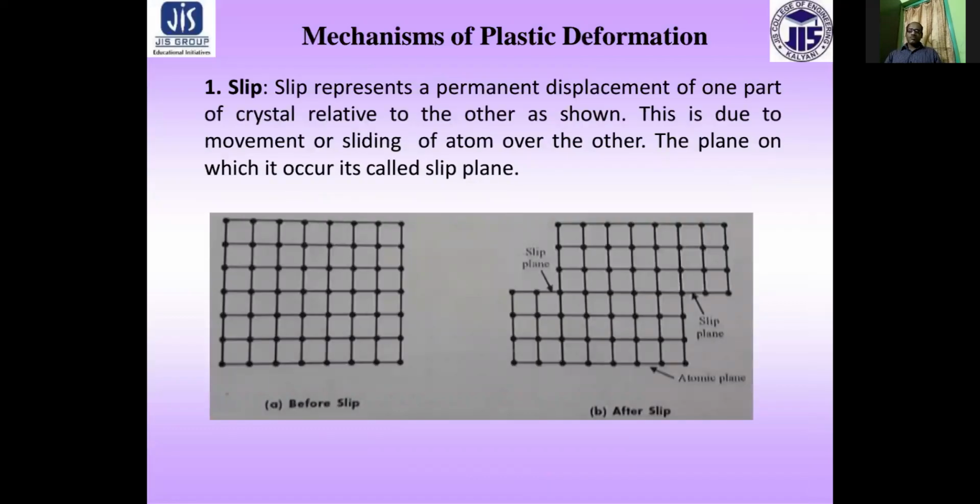The plastic deformation may take place by slip or by twinning or simultaneously by both slip and twinning. So first of all, we will discuss the mechanism of plastic deformation by slip. Slip represents a permanent displacement of one part of a crystal relative to another, shown in this figure. This is due to movement or sliding of atoms one over another. The plane on which it occurs is called a slip plane.